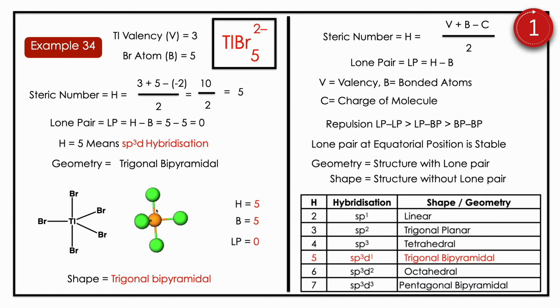Then let us look at example 34. TlBr5 dianion. Tl is the boron group, valency is 3, bromine atoms are 5. If you substitute in our formula, H equals (3 plus 5 minus (minus 2)) divided by 2 gives 10 by 2, 5. Lone pair will be H minus B, which gives 5 minus 5 equals 0. H5 means sp3d hybridization. Geometry will be trigonal bipyramidal, but you don't have any lone pair in the system, so geometry and shape will be equal. All bromines occupy both axial and equatorial. So shape of TlBr5 2 minus is trigonal bipyramidal.